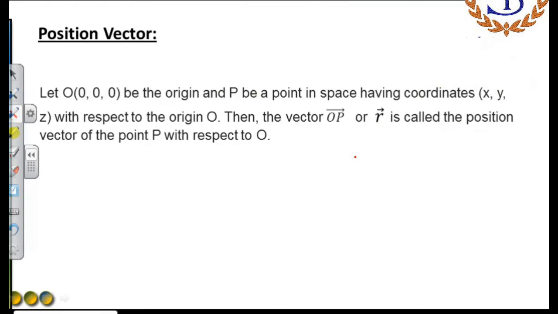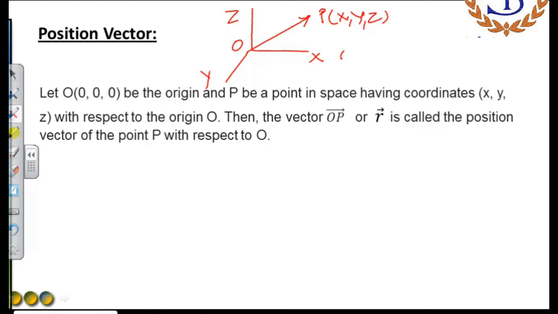Now, what do you mean by the magnitude of a vector? How can you find the magnitude of a vector? It's again very simple. Again, here I am taking x-axis, it is y-axis, it is z, it is origin, and this point P, having the coordinate x, y, and z. And this OP vector can now be written as xi plus yj plus zk. This is the vector OP.